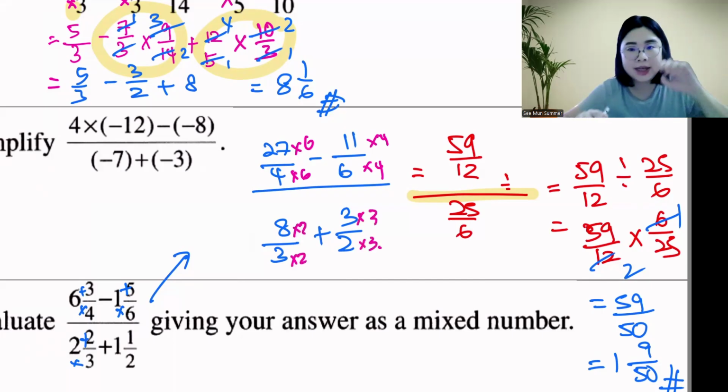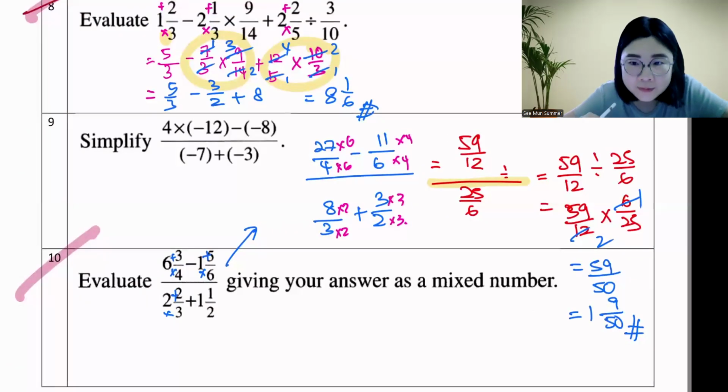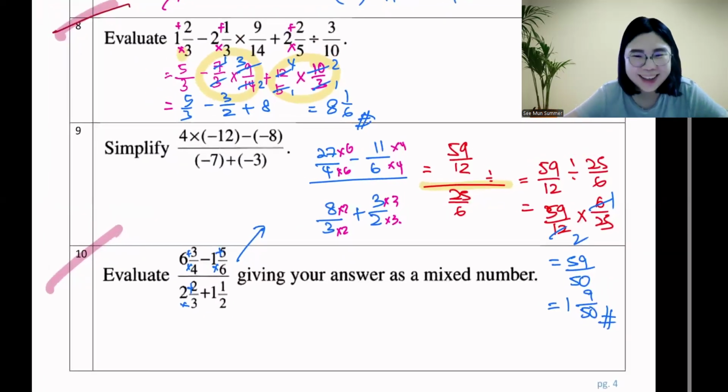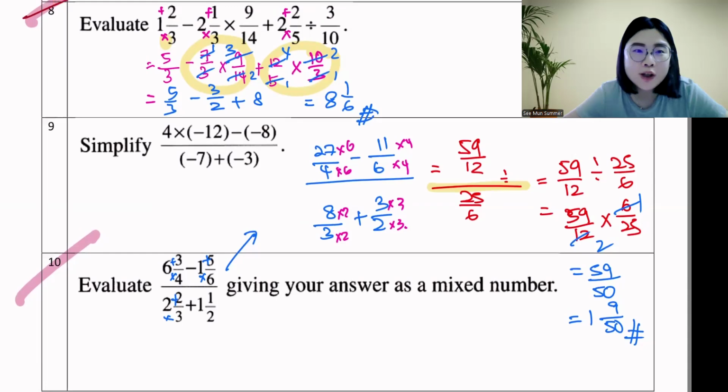Bailey, understand? Because I straight away use the calculator for this part, that's why I skip the steps. Okay? Okay, so can I move forward to the next chapter?